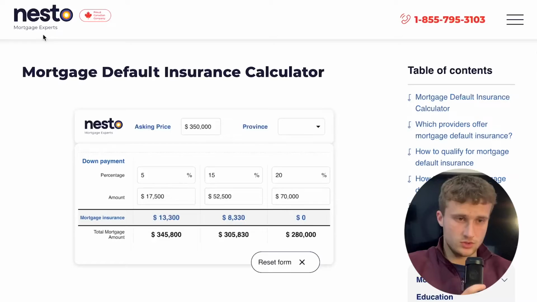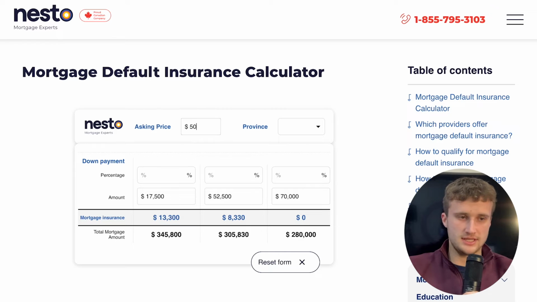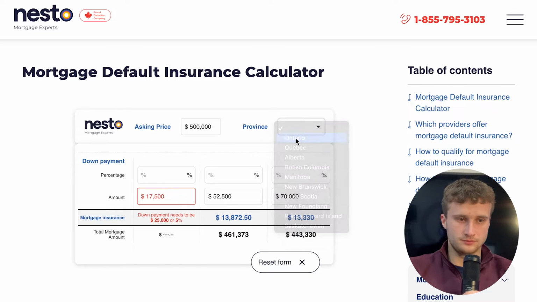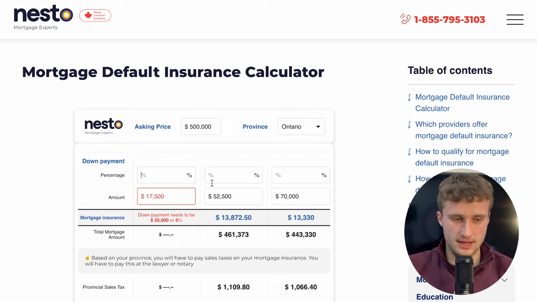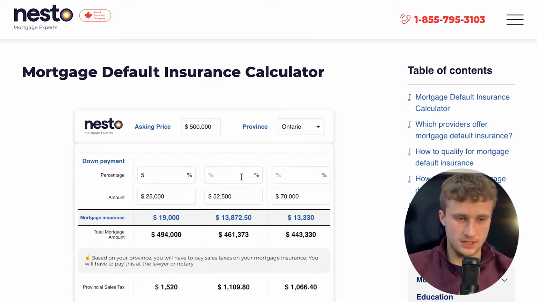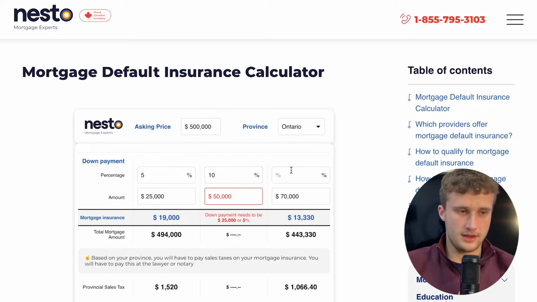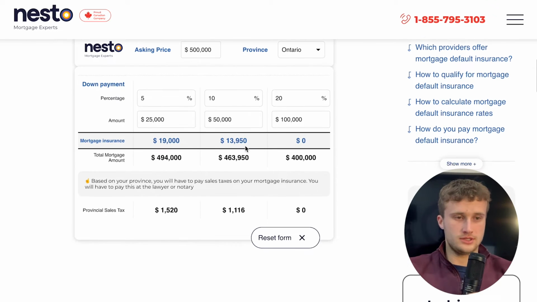So now, as I promised, here are some different examples of premiums you'll be paying based on purchase price and down payment. Here's a calculator I found online. Let's put the purchase price in at $500,000, Ontario. And now down payment percentages, let's go 5%, 10%, and 20%. These are the amounts you'll be paying towards your down payment: $25,000, $50,000, and $100,000.